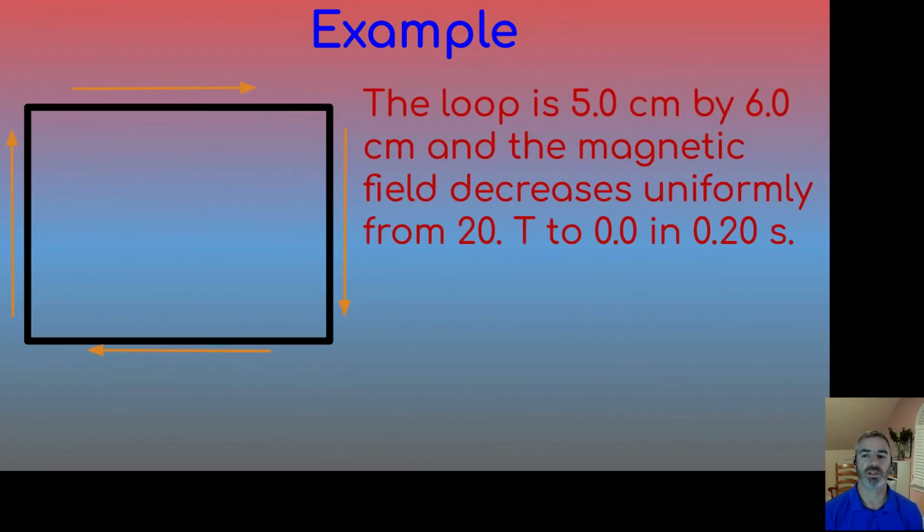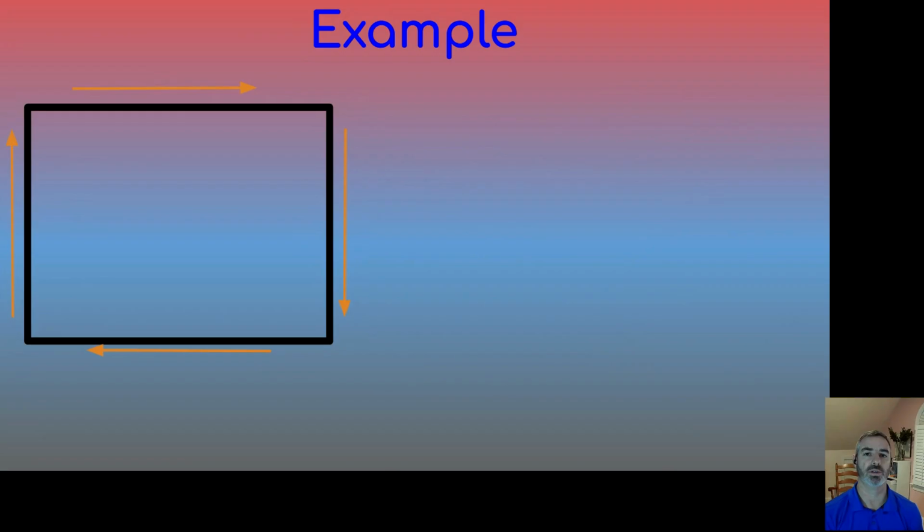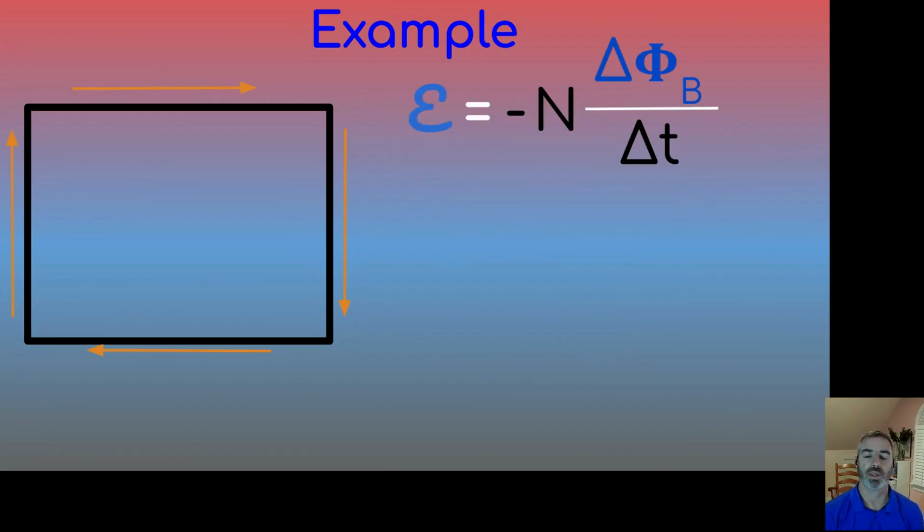Now, if we put some numbers to this, we have a 5 by 6 centimeter loop of wire, and the magnetic field decreases from 20 Tesla to 0 in 0.2 seconds. And if the loop has a resistance of 10 ohms, we want to find the current in the loop. So we're going to look at the induced EMF equation. And we know that the induced EMF, that number of coils is just 1 because we only have one coil, so we can multiply by 1. And we already found the direction of the current, so we don't need the negative.